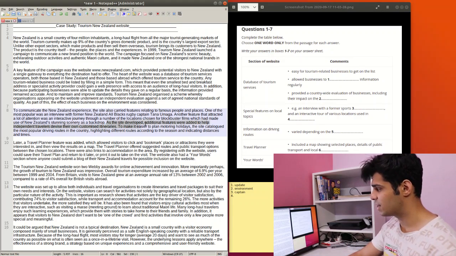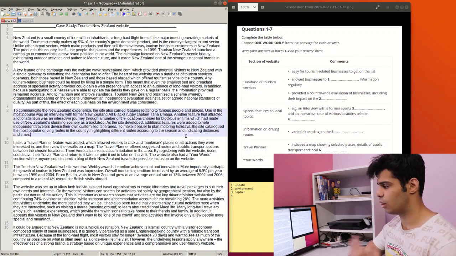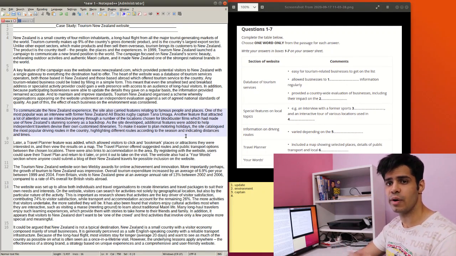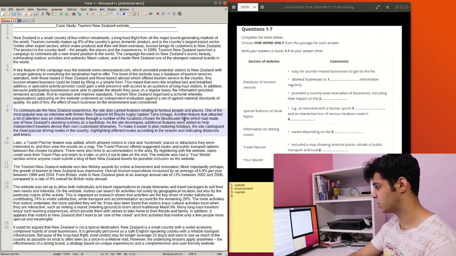Okay? As the site developed, additional features were added to help independent travelers devise their own customized itineraries. To make it easier to plan motoring holidays, the site catalogued the most popular driving routes in the country, highlighting different routes according to the season and distances and times. Okay, so the website is doing a lot more than just giving you all the businesses and where you can go to plan your trips, but it's also letting you get a lot more cultural experience of New Zealand, you can say.